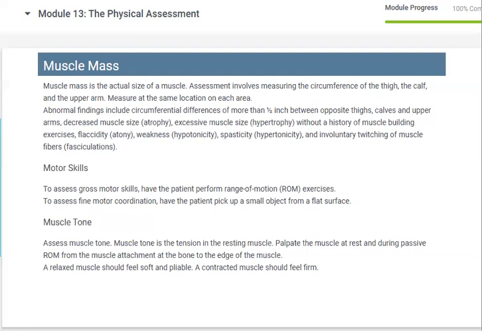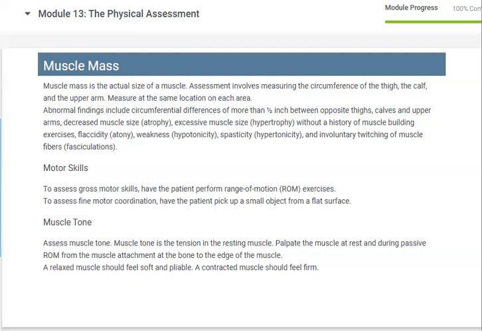Abnormal findings include circumferential differences of more than half an inch between opposite thighs, calves, and upper arms; decreased muscle size, atrophy; excessive muscle size, hypertrophy, without a history of muscle building exercises; flaccidity, atony, weakness, hypotonicity; spasticity, hypertonicity; and involuntary twitching of muscle fibers, fasciculations.